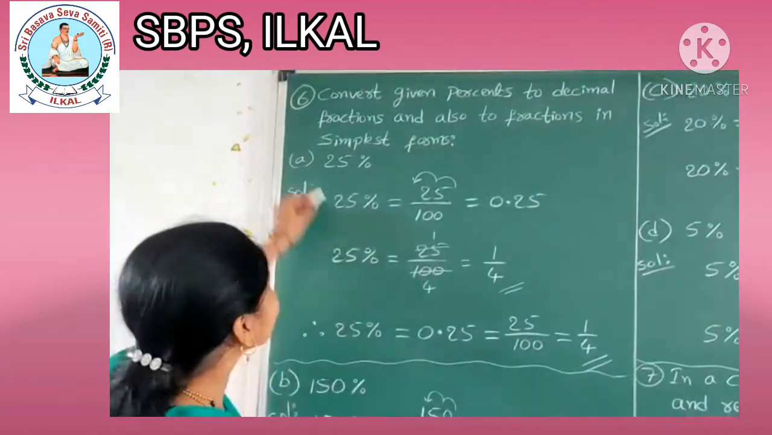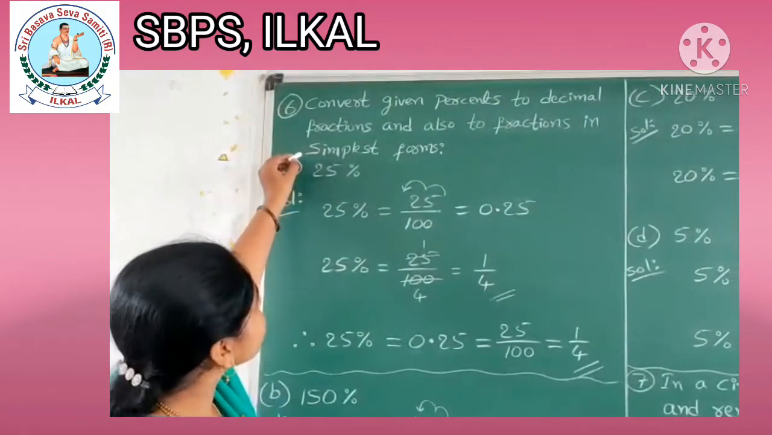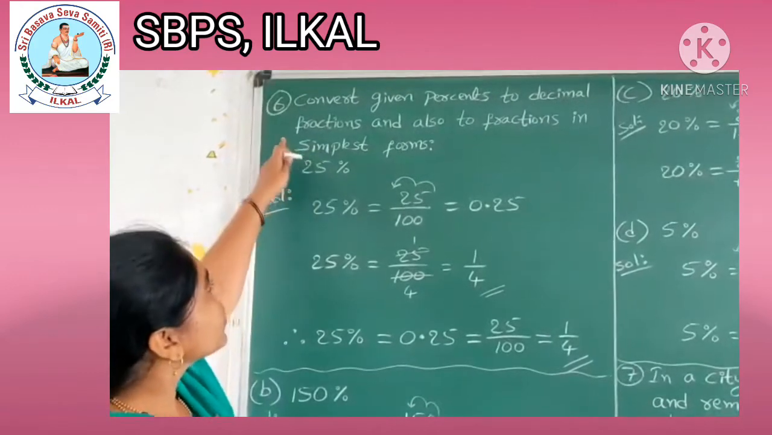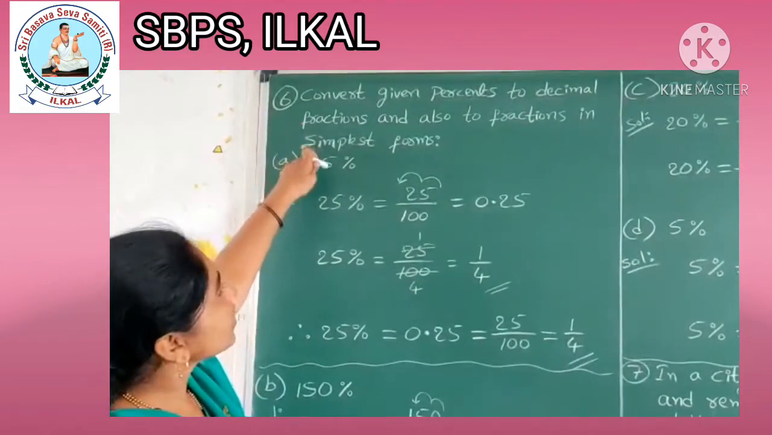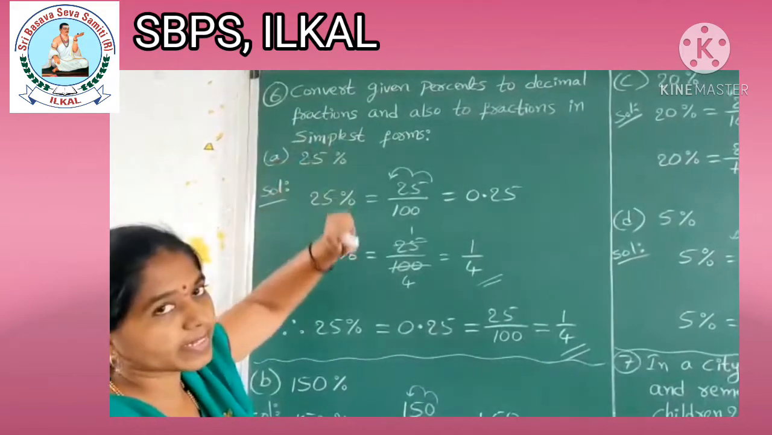Next question, children. Convert given percents to decimal fractions and also to fractions in simplest form. We have to write as decimals also, and first we have to write the fraction and then bring it into simplest form also.